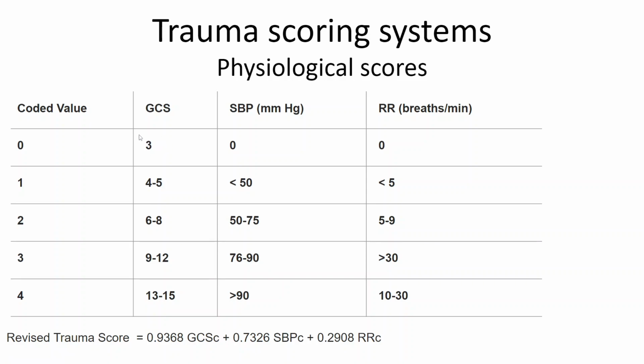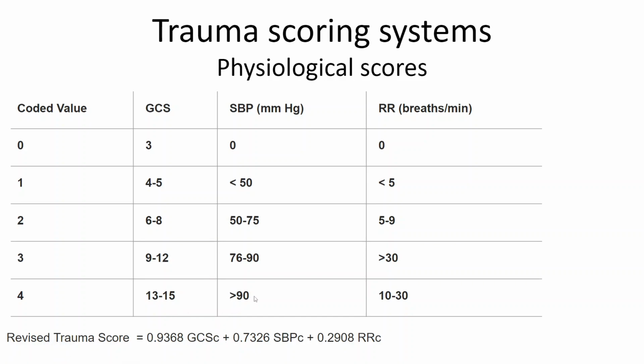If the Glasgow Coma Scale is 3 or less, then the score is 0. If the Glasgow Coma Scale is 13 to 15, the patient is almost fully conscious with no injuries, and the score is 4. Systolic blood pressure, if it is 0, not recordable, then again the score is 0. Of course, if it is more than 90 millimeters of mercury, the score is 4. Respiratory rate of 10 to 30 is the normal range, and then the score is 4. So for a normal healthy person, the score would be 4 in each of these categories.